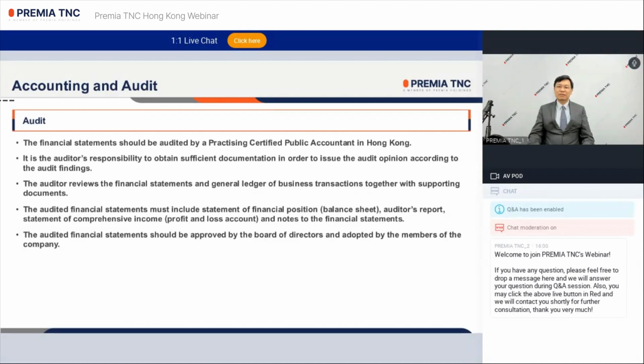The audit of financial statements must include the statement of financial position, commonly known as the balance sheet, the auditor's report, the statement of comprehensive income, commonly known as the profit and loss account, and the notes to the financial statements. The audited financial statements should be approved by the Board of Directors and adopted by the members of the company.